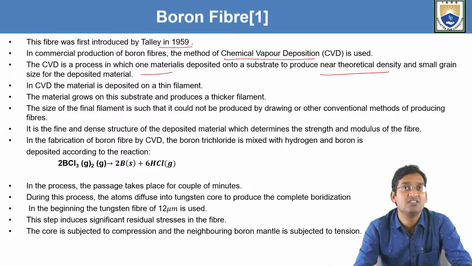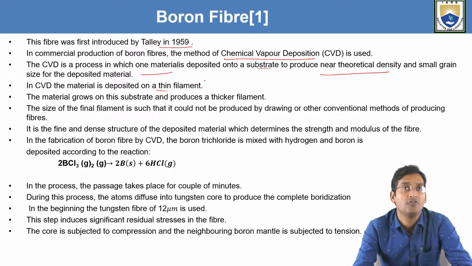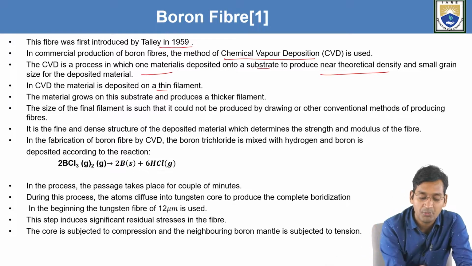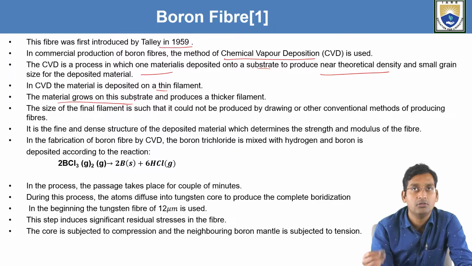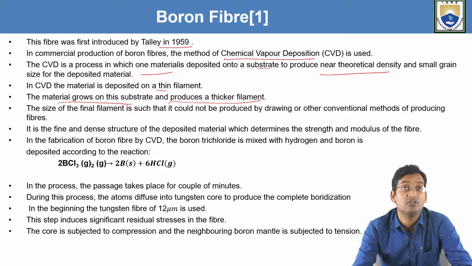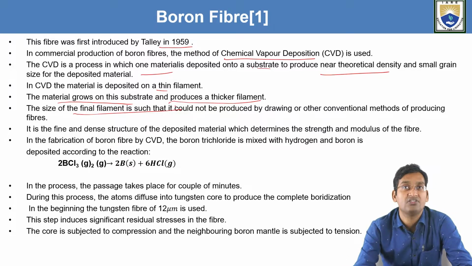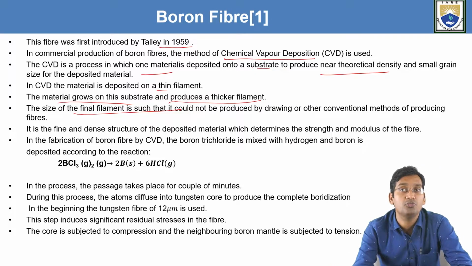In CVD, the material is deposited on a thin filament. So the substrate should be a thin filament. The material grows on this substrate and produces a thicker filament. The size of the final filament is such that it could not be produced by drawing or other conventional methods of producing fiber. So we cannot use a drawing method or other conventional method for producing these fibers.